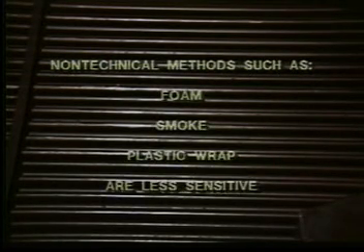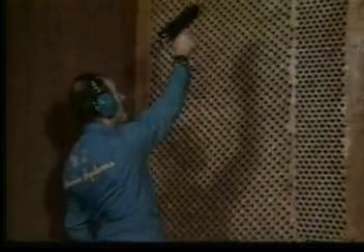Ultrasound is more frequently the method of choice for testing the integrity of condenser tubes while the condenser is at partial load. Other non-technical methods, such as using foam, smoke, or plastic wrap, are far less sensitive, and the more sensitive helium method is time-consuming. Ultrasound is fast and accurate.